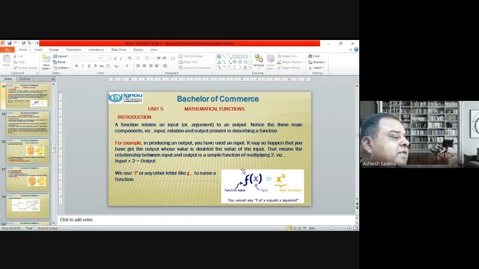Now, this is one of the most interesting topics, that is Unit 5, which is mathematical functions. We have heard of many mathematical functions, but we have never thought about why it is given in this form. A function relates an input or argument to an output. Notice the three main components, that is input, relation, and output, present in describing a function.